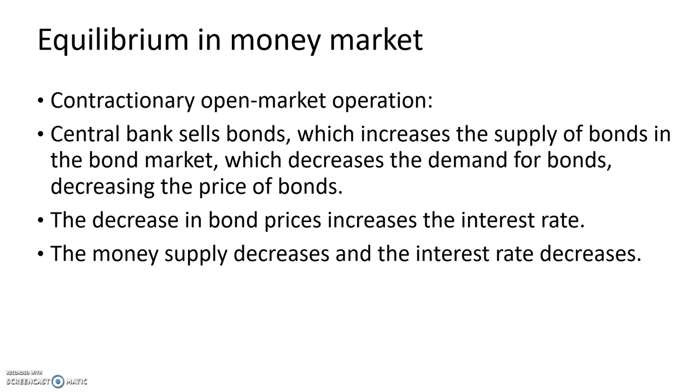So, contractionary open market operation. The central bank sells bonds, which increases the supply of bonds in the bond market, which decreases the demand for bonds, decreasing the price of bonds. The decrease in bond prices increases the interest rate, and thus the money supply decreases and the interest rate increases.